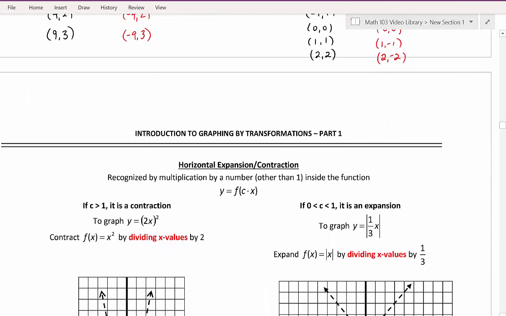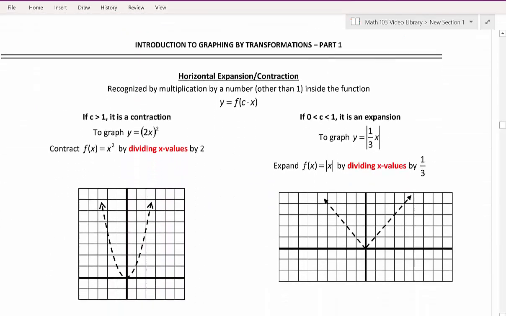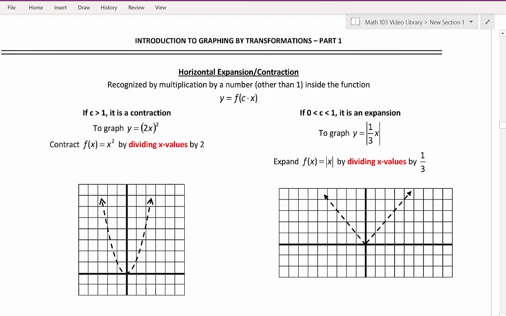Our next two transformations are non-rigid transformations. This means that the shape is actually going to change. The graph is going to get taller or wider or shorter or more narrow. First up is a horizontal expansion or contraction. We recognize that there's going to be a horizontal expansion or contraction when we have multiplication by a number other than 1 inside the function.